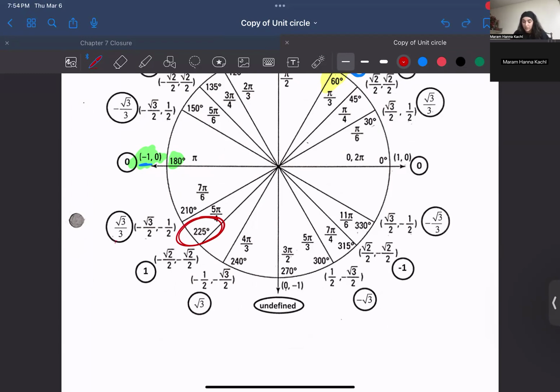Pay attention to what it's correlating to. This one in the middle, out of my three angles, 1, 2, and 3, 225 is in the middle, so choose the tangent that's also in the middle. And that tangent would just be 1.